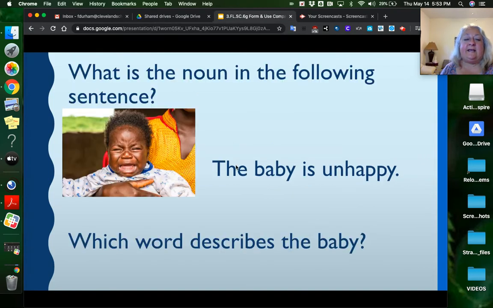What is the noun in the following sentence? The baby is unhappy. Which word describes the baby? Right, baby is the noun, and the word describing the baby is unhappy. We call that word an adjective because it describes the noun baby.